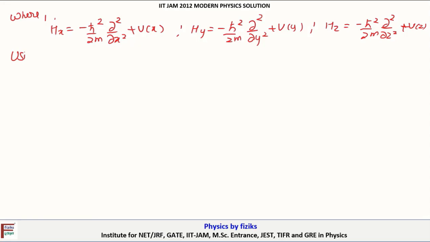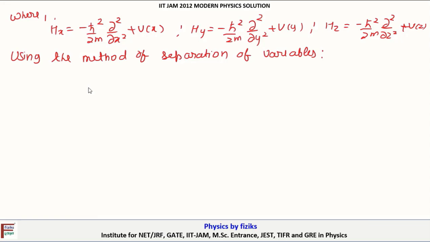Using the method of separation of variables, psi(x,y,z) is defined as phi of x, phi of y, phi of z.